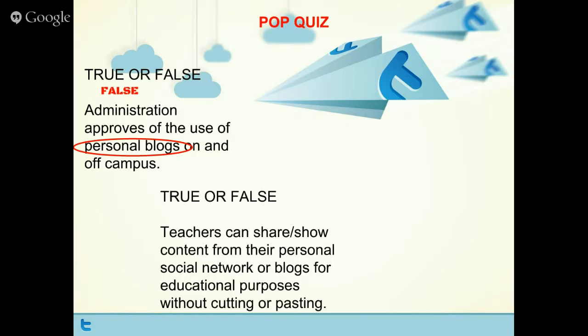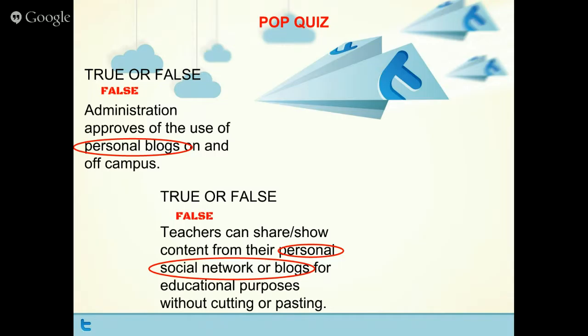True or false? Teachers can share, show content from their personal social network or blogs for educational purposes without cutting or pasting. That answer is also false. Let's look at some key words. Personal social network or blogs. Anything that is personal, you need to be careful about sharing it.